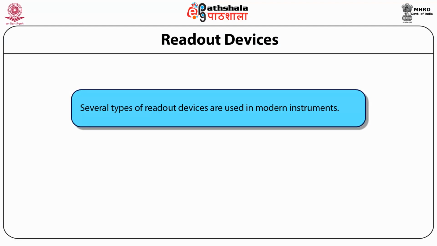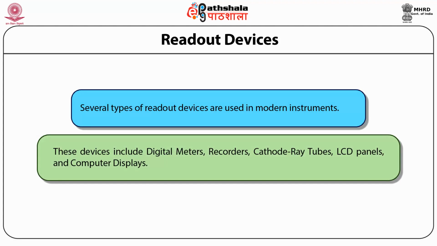Several types of readout devices are used in modern instruments. These devices include digital meters, recorders, cathode ray tubes, LCD panels, and computer displays, etc.